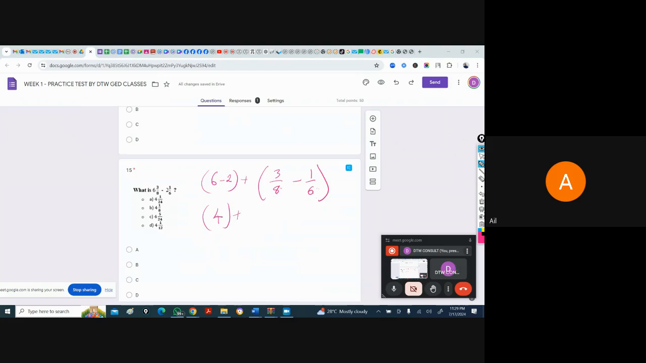4 times 6, 24. Good. And then 3 times 8, 24. Good. So whatever you do to the bottom, you must do to the top. So this will be times 4. This will be times 3. Okay? So 3 times 3 is 9 over 8 times 3 is 24, minus 1 times 4 is 4 over 6 times 4 is 24.